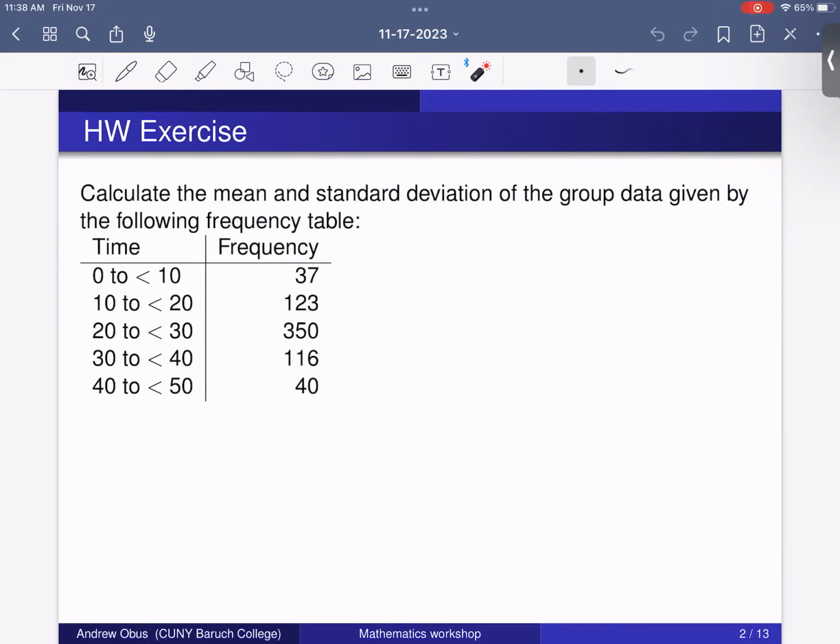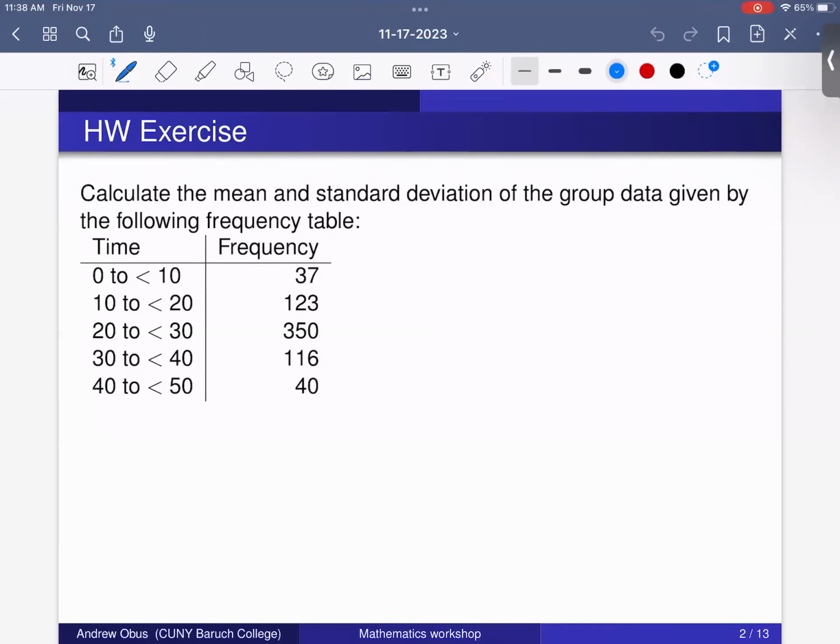What we want to do, as best we can, is to calculate the mean and the standard deviation of this group data. Because it's group data, you're never going to get a precise answer, just as good an approximation as you possibly can, because the data is not precise. You don't know whether these 123 measurements are all close to 10, or all close to 20. The best you can do is assume they cluster around the midpoint of each class range, and that's going to be good enough.